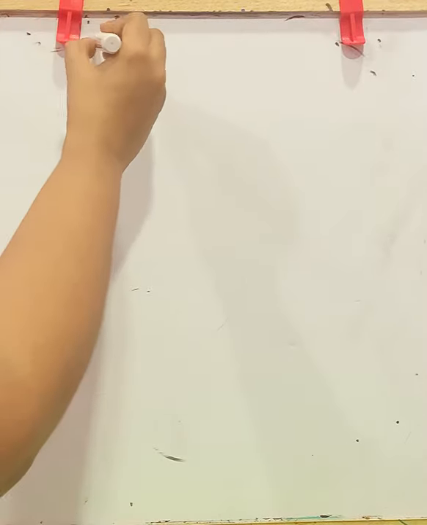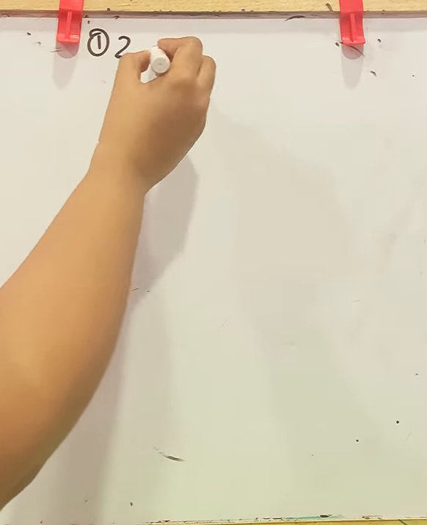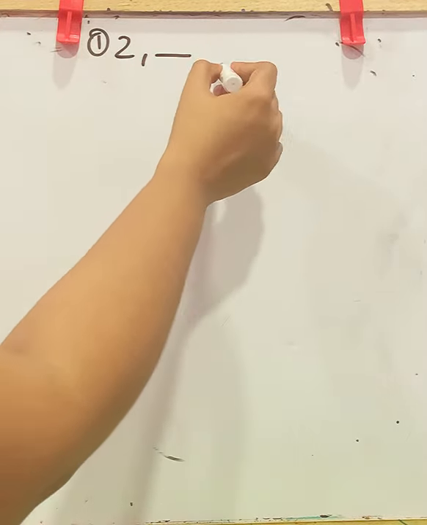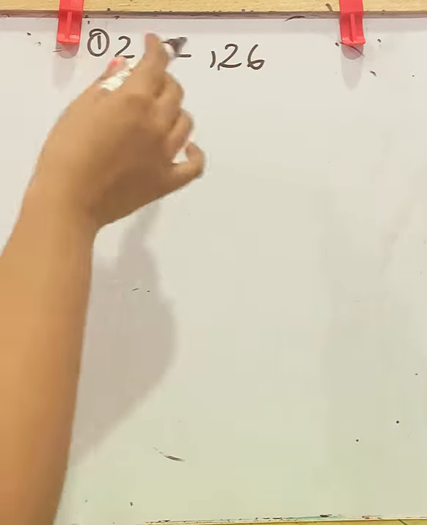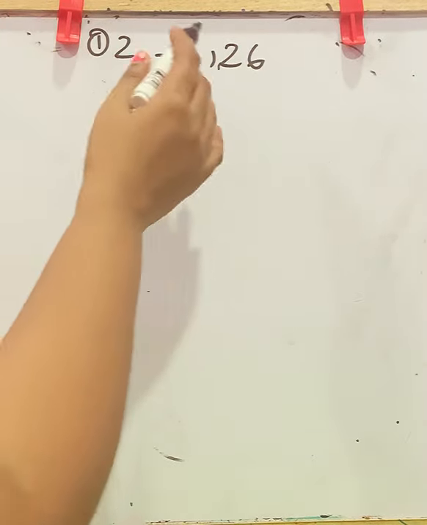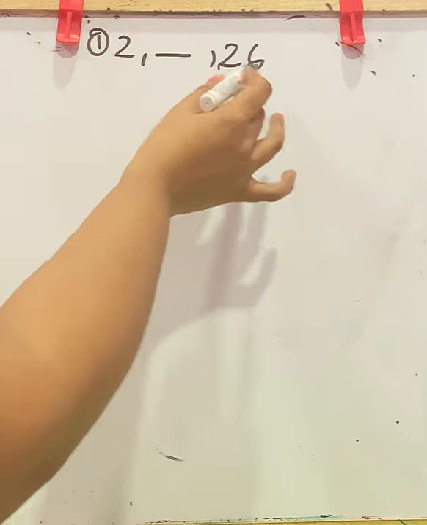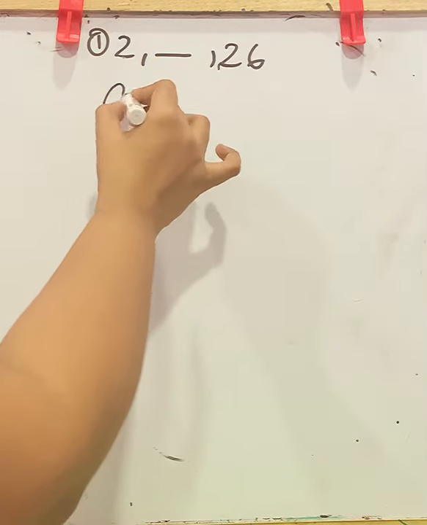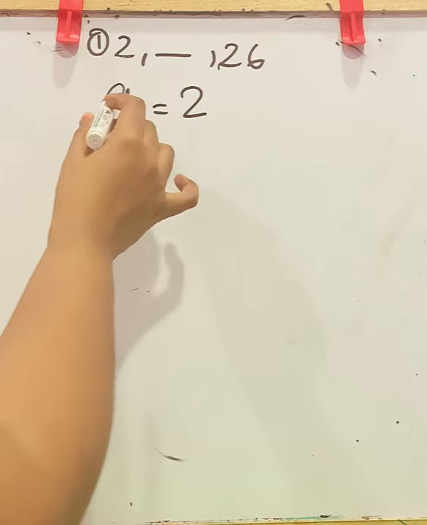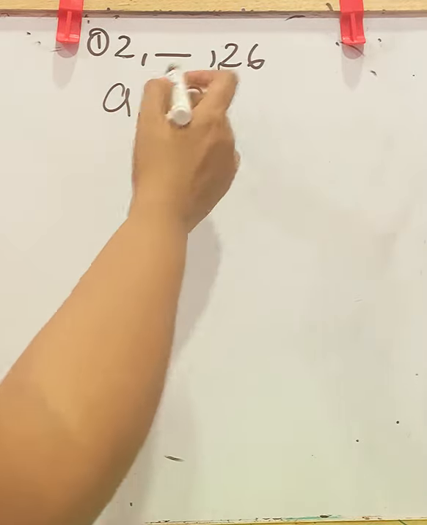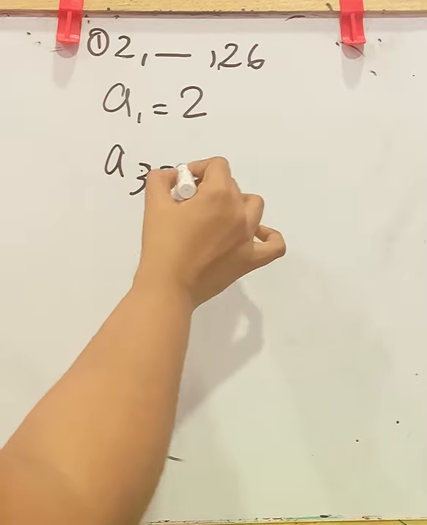Next, in the following APs, find the missing term in the boxes. First question: 2, dash, that is here we have a box, and 26. This is an AP, it is given. This is a finite AP because the last term or l is 26. From this given information, we can write like this: a1 equal to 2, that is a1 or a, and a3 equal to 26.